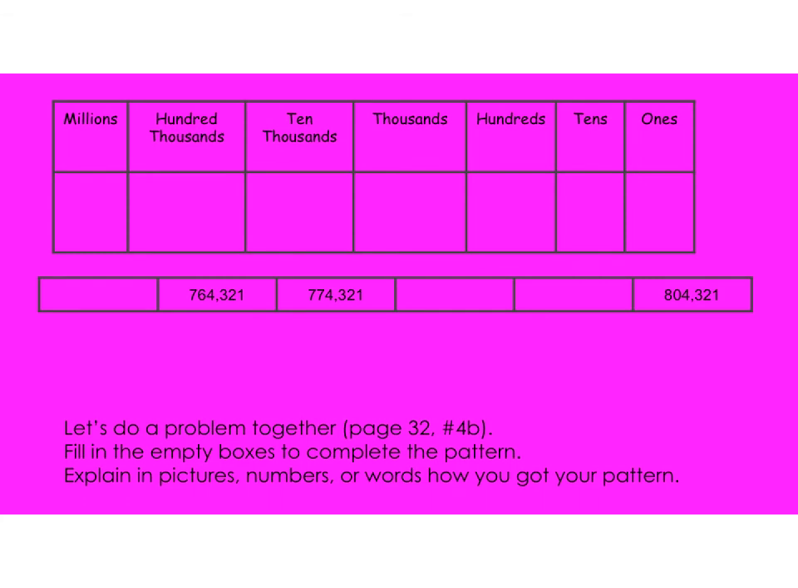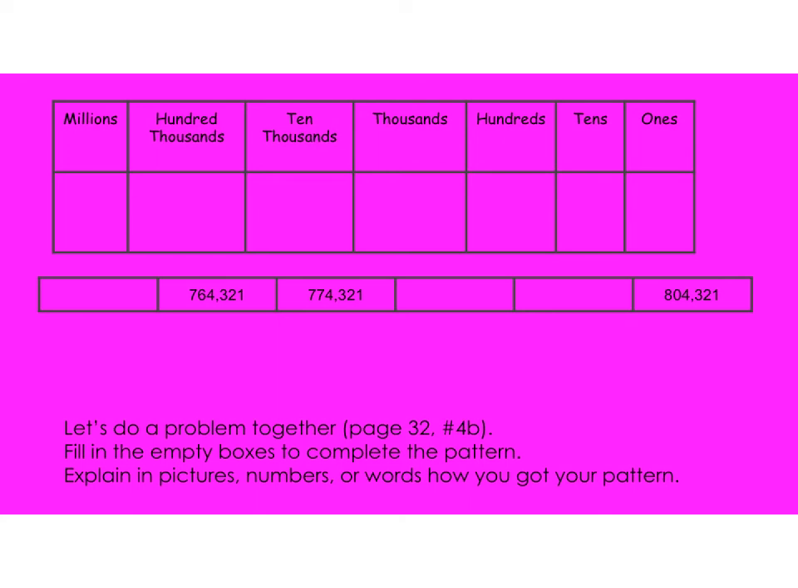Okay, on this slide, we're going to do one of the problems from your homework tonight. So we're going to do page 32, number 4B. You're going to fill in the empty boxes to complete the pattern. So let's think about what we have here. Let's look at the numbers we have. We have 764, 774, and then 804,000. But our hundreds, our tens, and our ones are remaining the same. So I think we're going to be counting up by 10,000s. Let's see if that works.